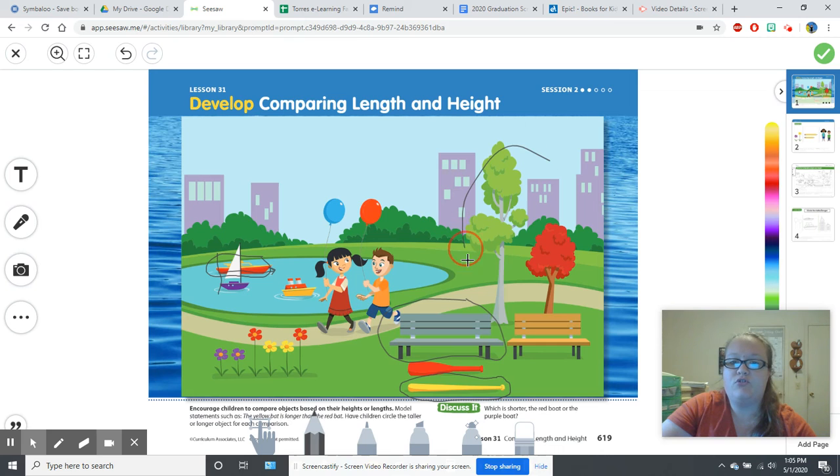Let's take a look at these two trees. There's a green tree and a red tree. Which one is taller? Excellent, the green tree. It goes up higher than the red tree does.